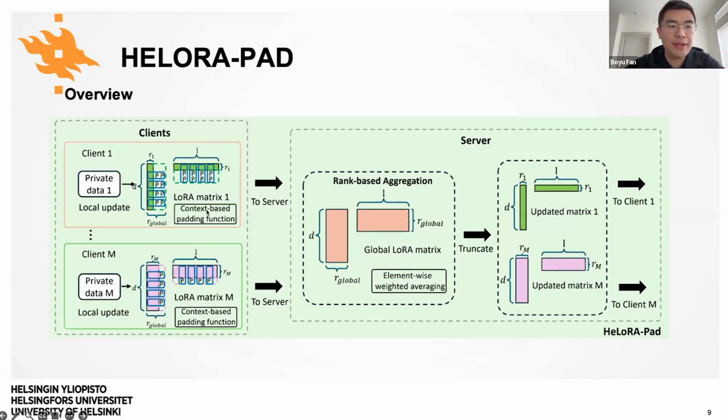What we pad with depends on the context-based padding function we propose, which will be introduced very soon. After the element-wise averaging, we truncate them to their original shapes, giving them R1, RM, and send them back to the client side. This way, we can achieve aggregation even if they have different original models.